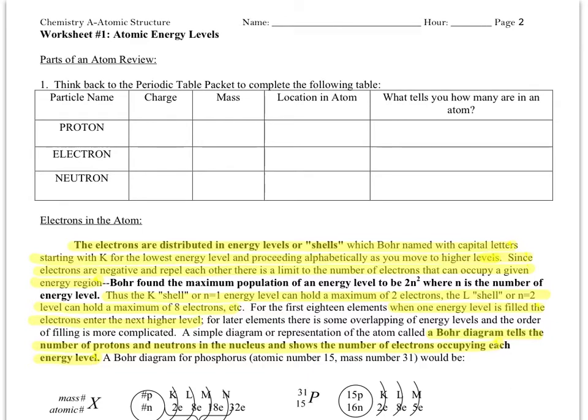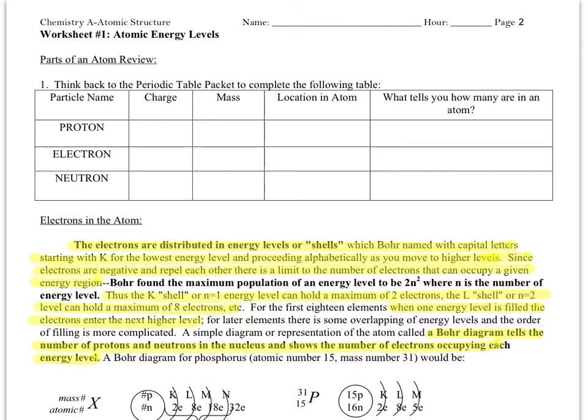So the first diagram that we'll learn how to make, you're going to learn in this worksheet. It's called a Bohr diagram. In later worksheets, we will also learn how to make something called an electron configuration, and then near the end of this packet, we will learn how to make a Lewis dot diagram. But all of these different diagrams are trying to represent an atom, and they all have their pros and their cons. None of them are a perfect representation of what an atom really looks like.